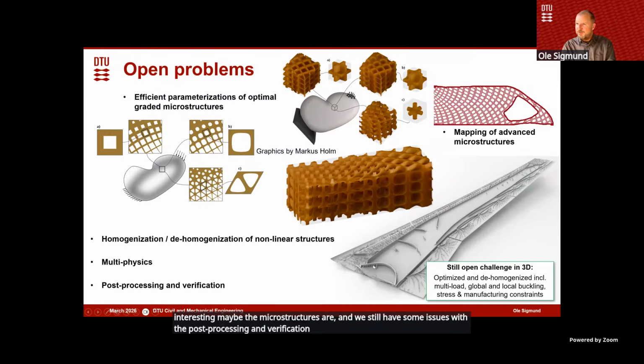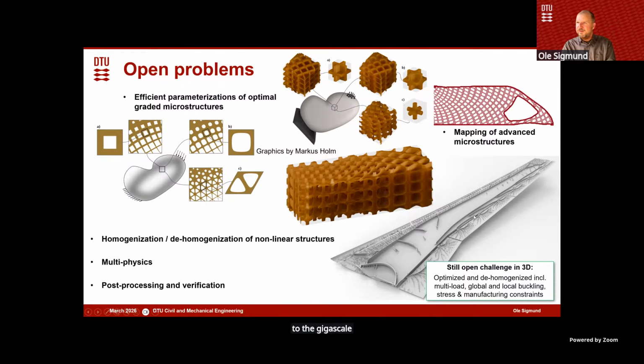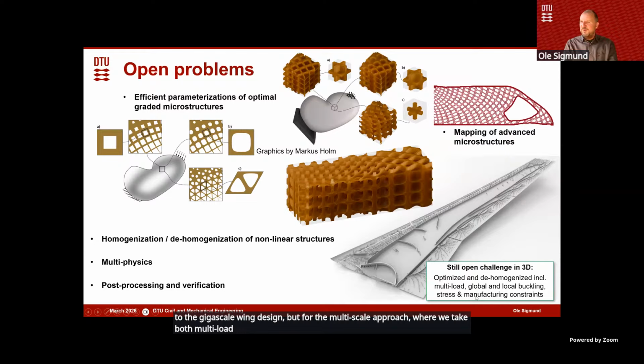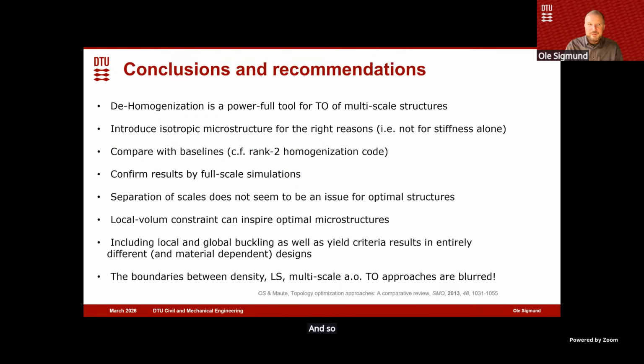And I also have a personal dream of at some point doing the gigascale wing design, but with a multiscale approach where we take both multi-loads, global and local buckling, and stress and manufacturing constraints into account. So I think there are still open, interesting things to do there. And so that brings me to the conclusions and recommendations.